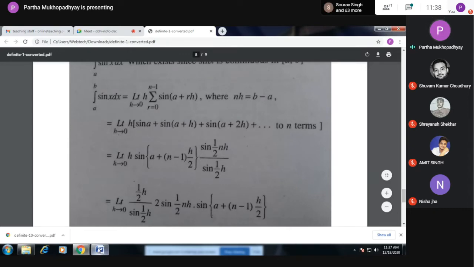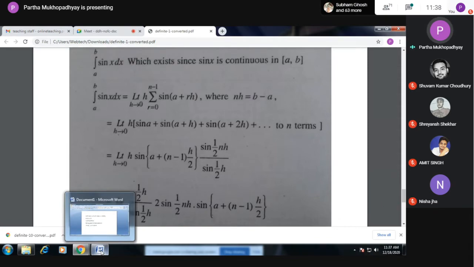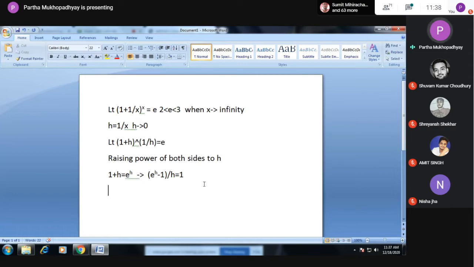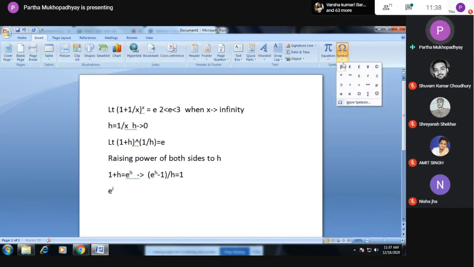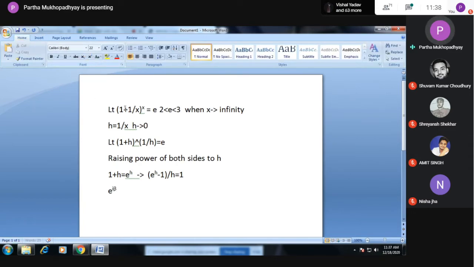Let me tell you. I will not show you the entire thing, but I will give you the hints. This is coming from the concept of De Moivre's theorem and Euler's theorem. You know this result: e to the power i theta. Okay, there is no theta, so I'm writing beta instead of theta. e to the power i beta will be equal to cos beta plus i sin beta.